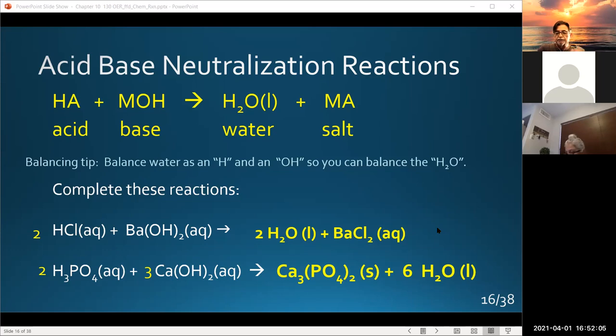The takeaway from acid-base reactions: to balance them, follow the proton and the hydroxide to balance everything. And the anions that come with it will balance themselves out by default.